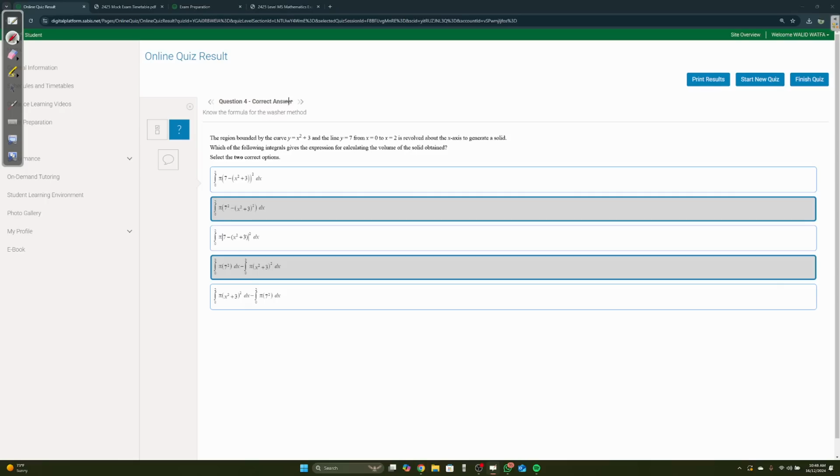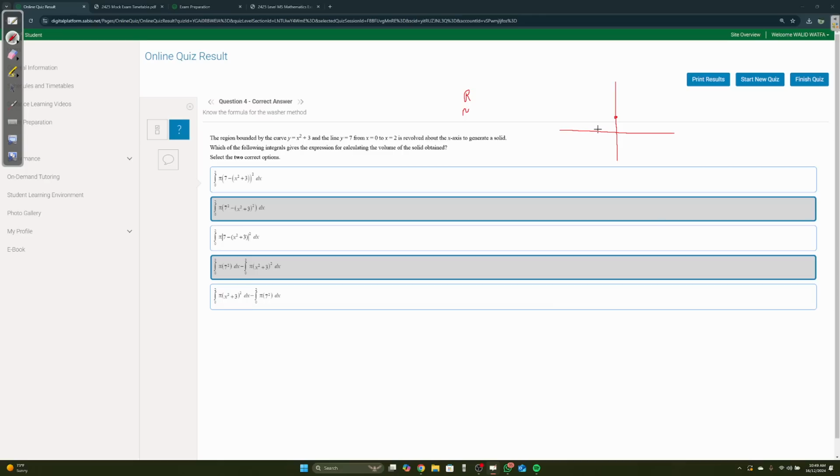Okay, the region bounded by the curve y equals x squared plus 3 and the line y equals 7. So we have two curves. From x equals 0 to x equals 2, it is revolved about the x-axis to generate a solid. Which of the following gives the expression for calculating the volume of the solid obtained? Okay, so obviously since we have two curves, we need to know which is big R, which is small r. But over here, for the most part, they're all 7 minus something. So I think they're giving you the hint that 7 is big R. But obviously you must be sure in your exam. So you can see here, x squared plus 3 actually looks like this.